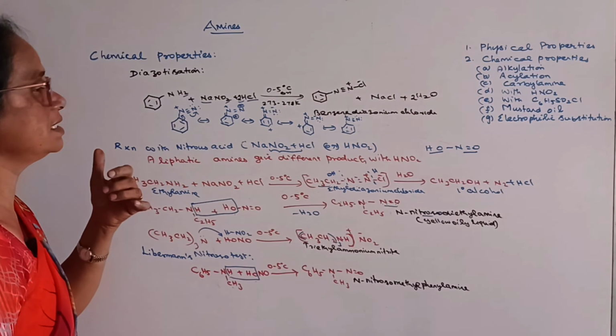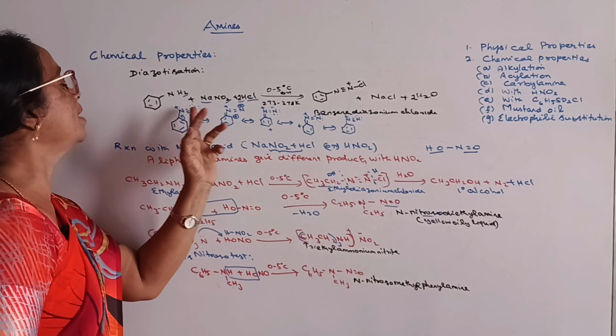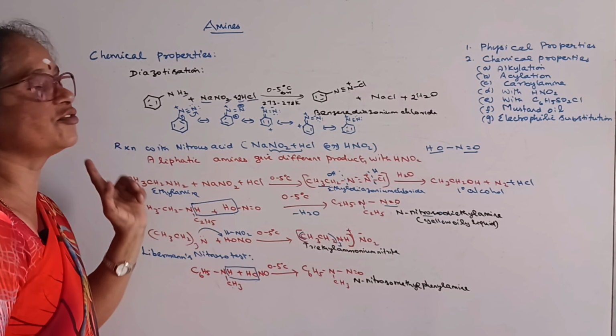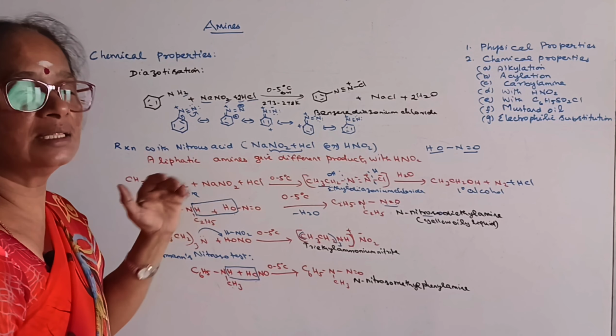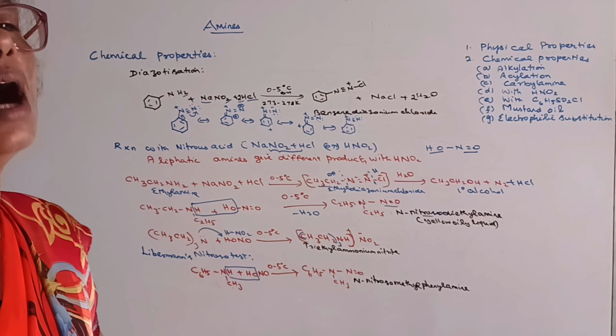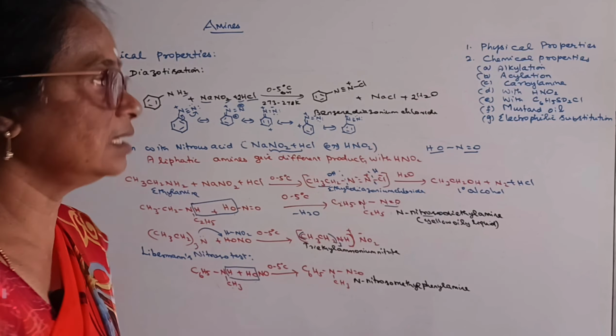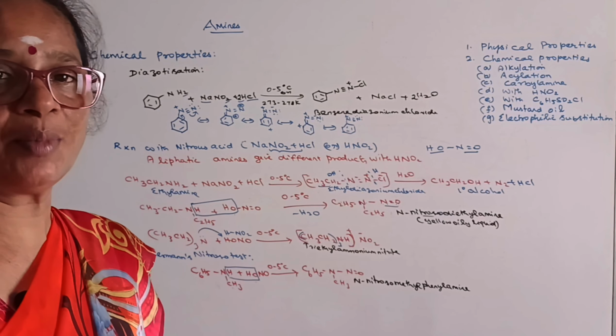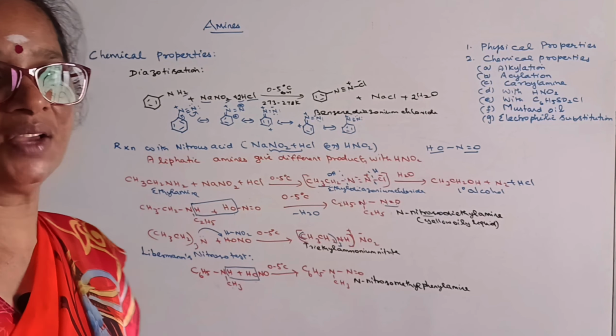But in the benzene ring, the diazonium group can be in conjugation with the pi electrons of the benzene ring. This is the reason benzene diazonium chlorides are stable, but the aliphatic primary amine that forms a diazonium salt is highly unstable. That's why they form primary alcohol. That's all for the reaction of primary, secondary and tertiary amines with nitrous acid.